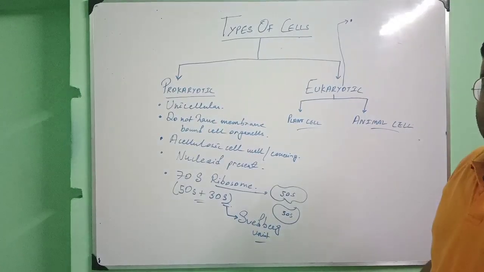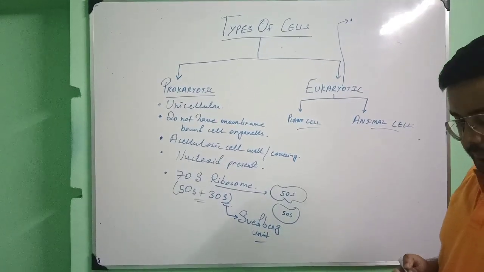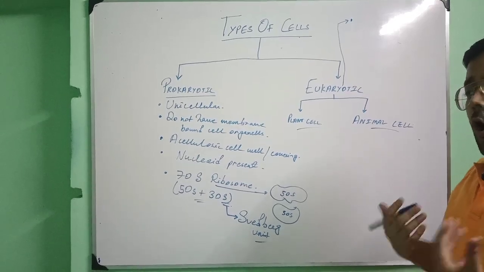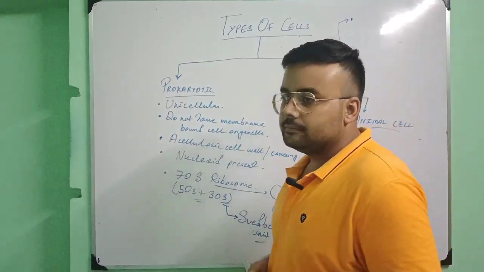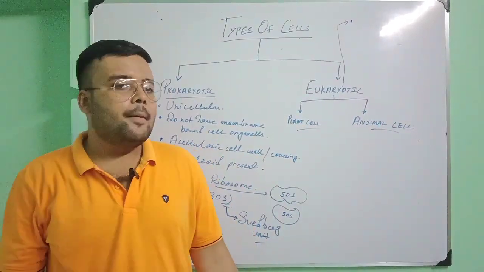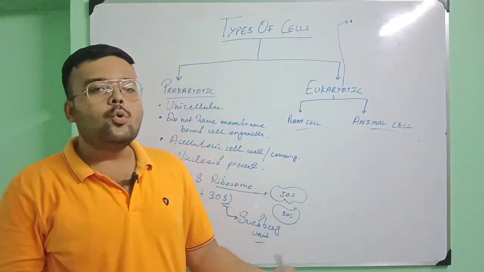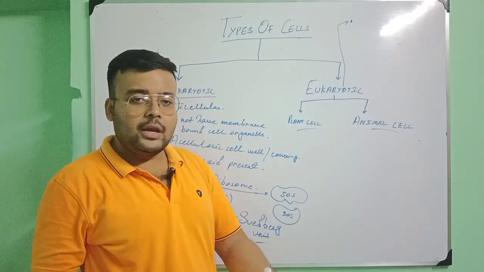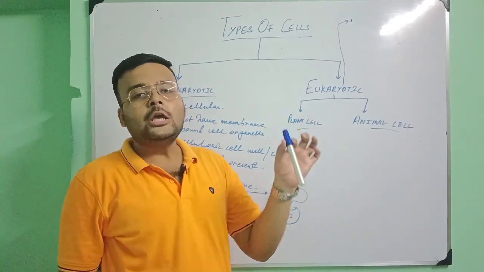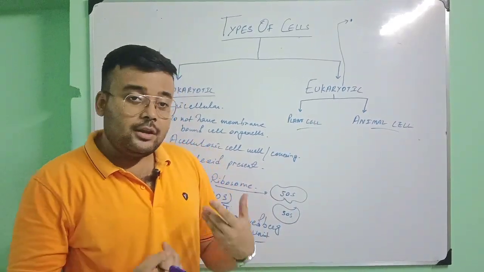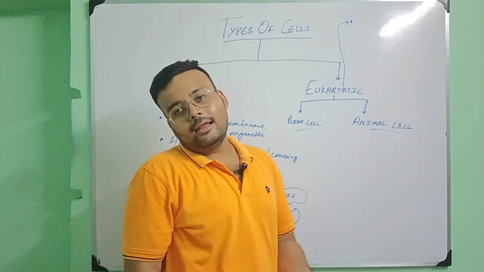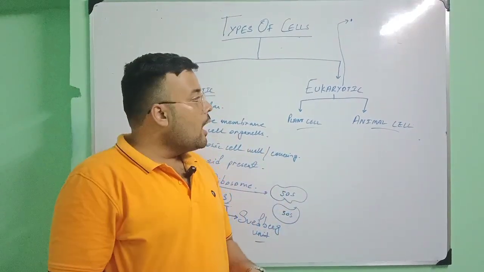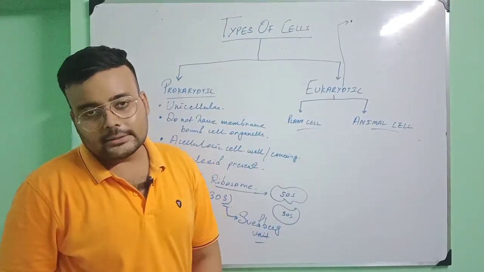Now we will come to the eukaryotic cells or the eukaryotic organisms. Organisms made up of eukaryotic cells are called eukaryotic organisms. Karyon means cell, as we know. Eu means new or latest. So the new cell or the latest cell in terms of evolution are known as eukaryotic cells.